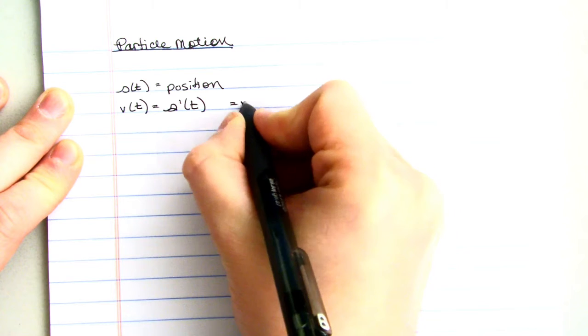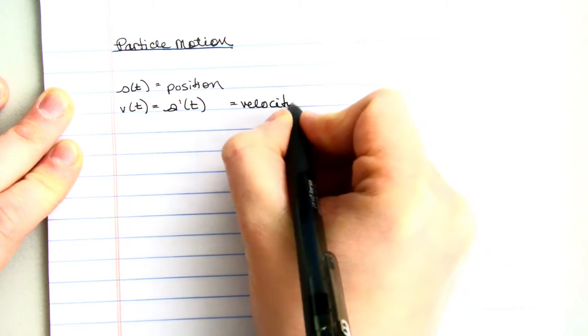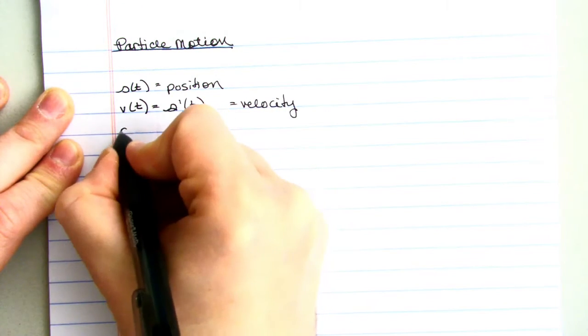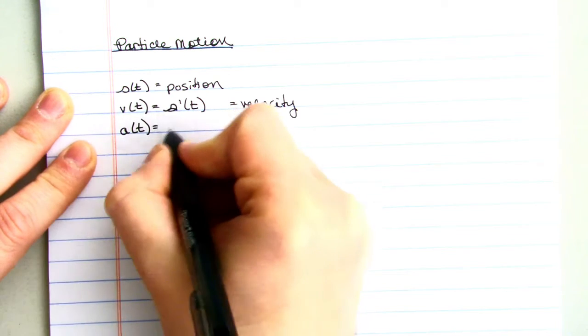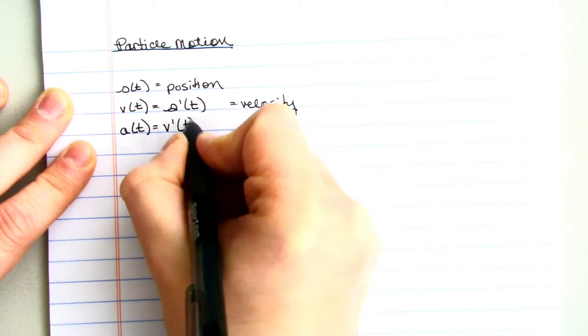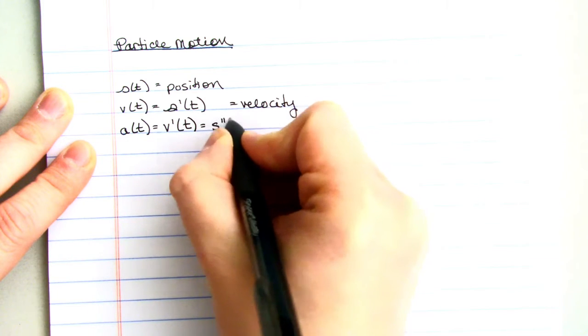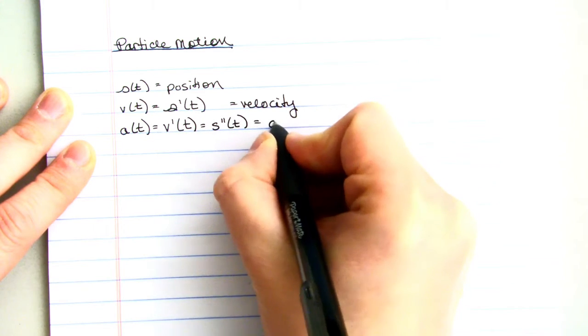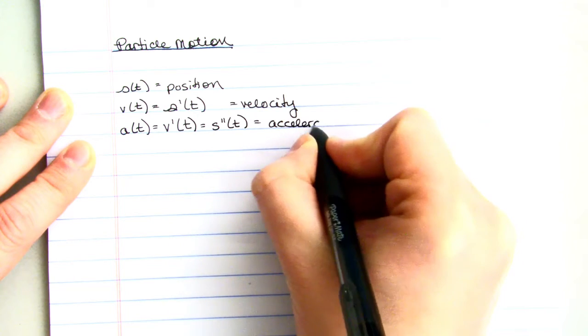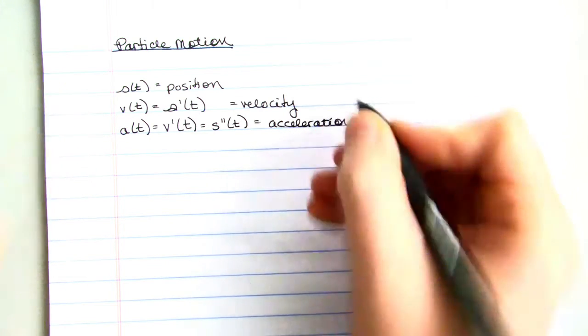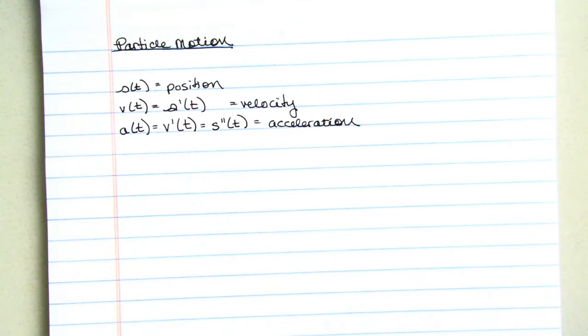S of t is our position. V of t, our velocity, we can find by doing the derivative of position. This is nothing new. And then A of t, which is the derivative of velocity, or the second derivative of position. That's our acceleration. We've already talked about these three things, but get those down in your notes anyhow.